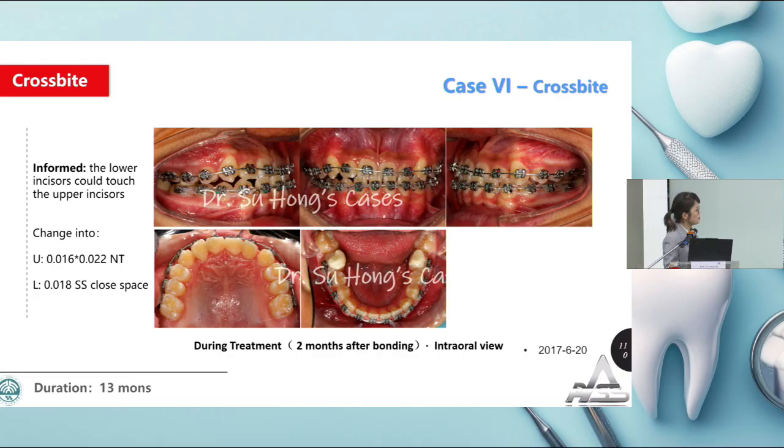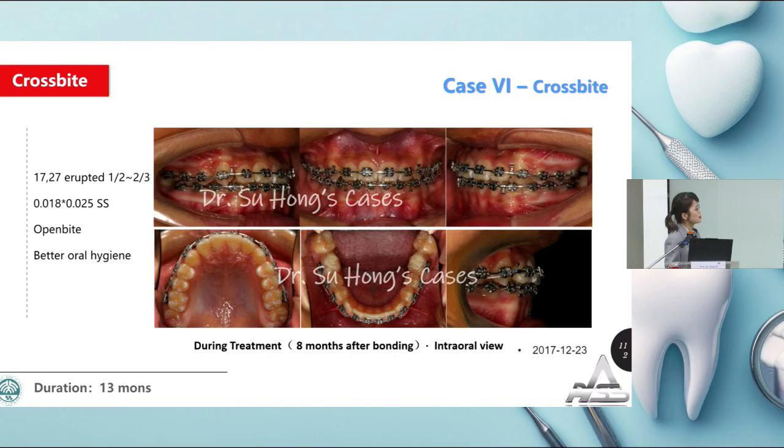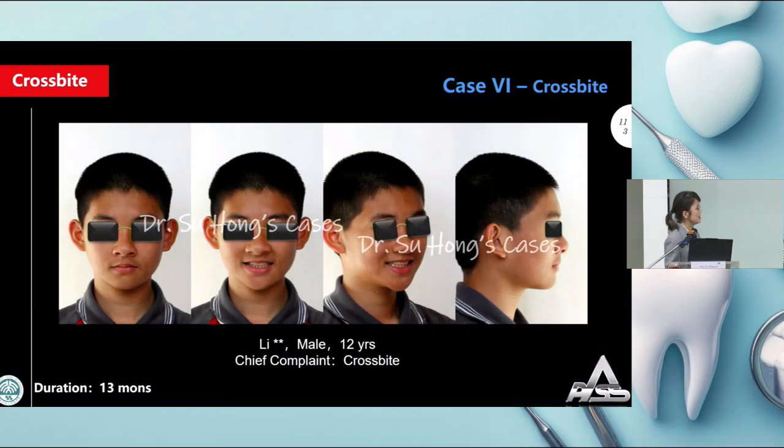And 2 months after bonding, the boy can feel the lower incisors could touch the upper incisors. 3 months after bonding, the anterior crossbite was corrected. Yeah, the wire was inserted in the main tube in the non-extraction cases. After 8 months, we used the 18 25 SS rectangular arch wire to adjust the occlusion. 1 year's treatment.